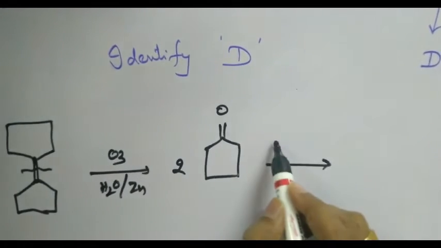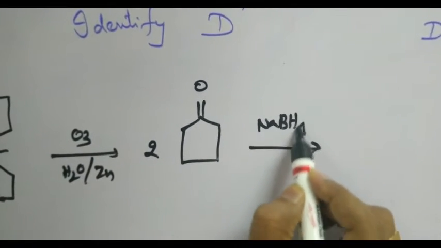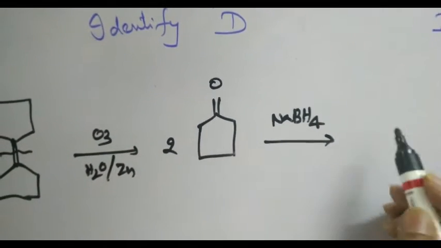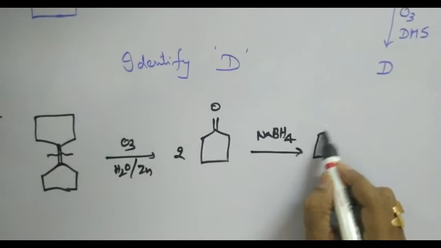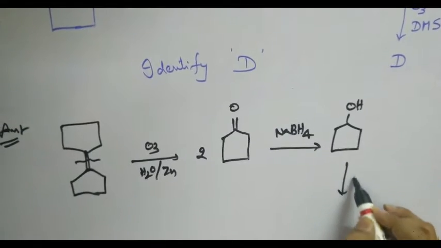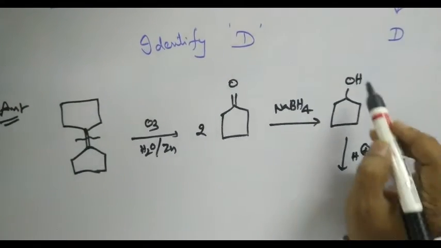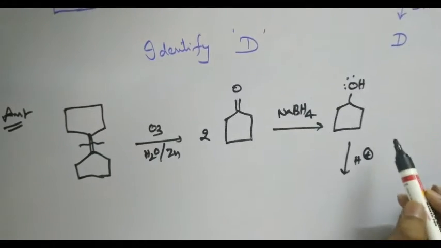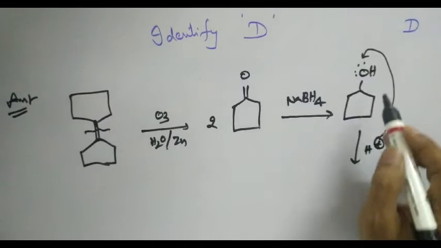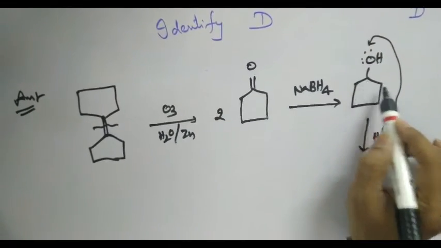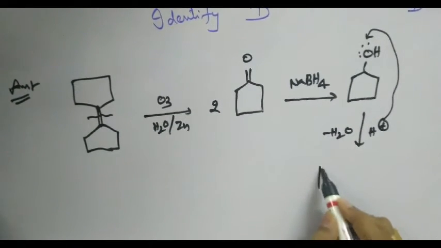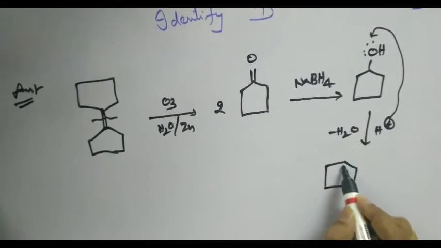Now this is treated with sodium borohydride, which is a mild reducing agent, but it can convert carbonyl compounds to alcohols. So I will get cyclopentanol. Now this is treated with H+. The hydroxy group contains 2 lone pairs of electrons and the proton will attack the lone pair of oxygen. As a result, OH2+ will be formed and it undergoes dehydration, namely removal of water, and we get cyclopentene.